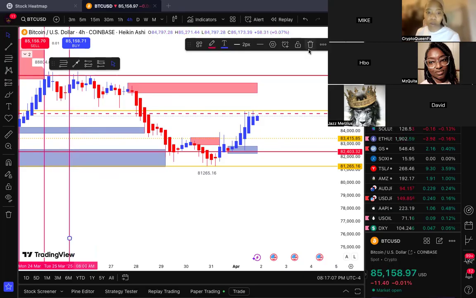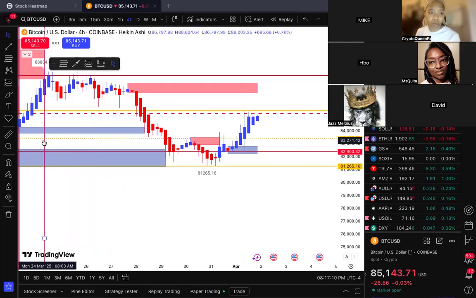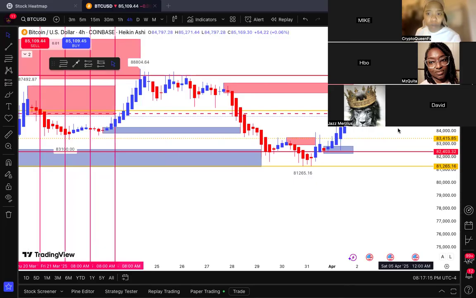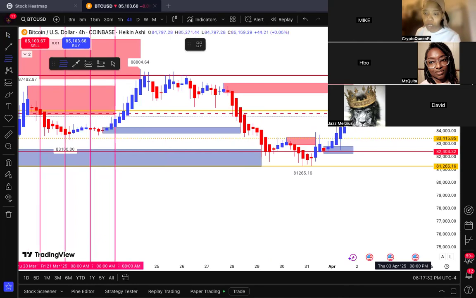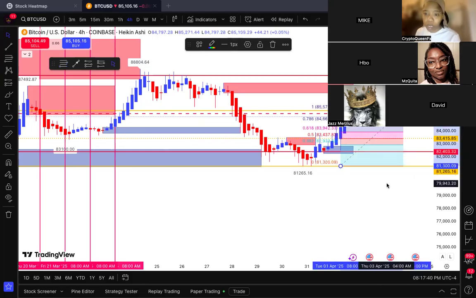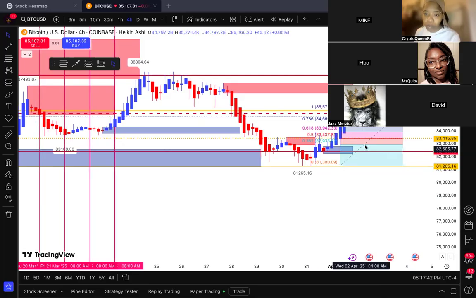Hey Queen, I got a question. When I'm using my fibs, if I'm downtrending and I want to see levels using my fibs, should I pull my fibs from top to bottom or bottom to top? Or it doesn't matter? Depending on which way you're looking at, if you're looking for sells, it should be from one direction. If you're looking for buys, it should be like this, in accordance with your trend.